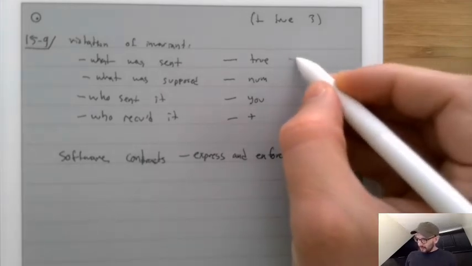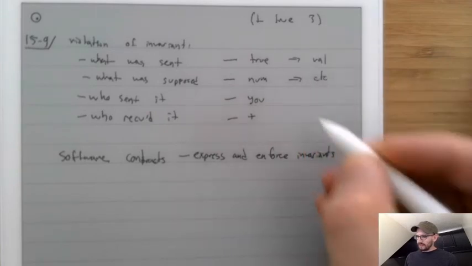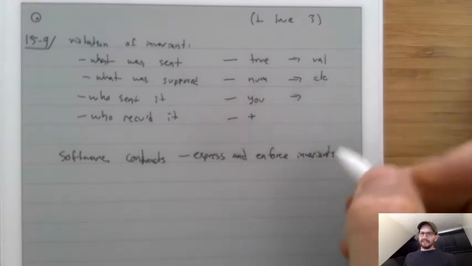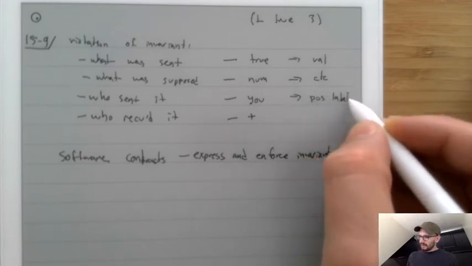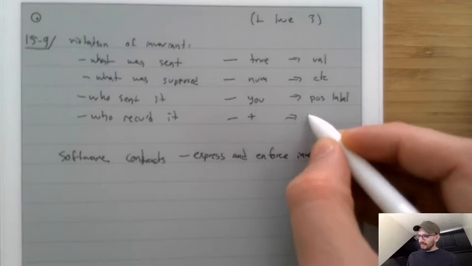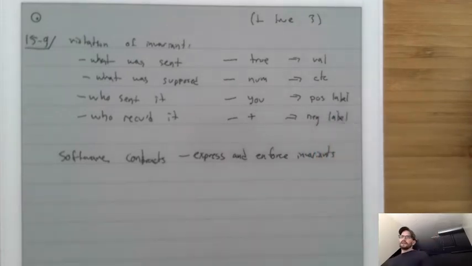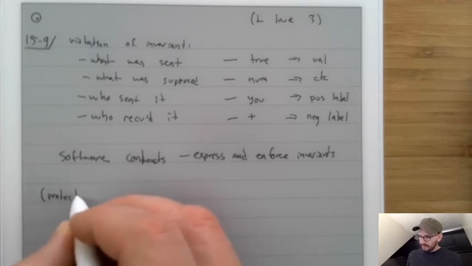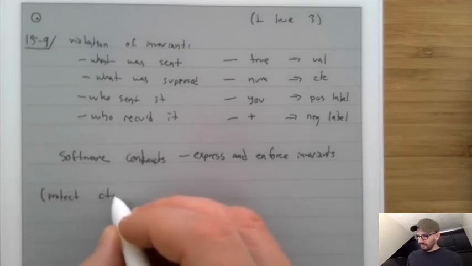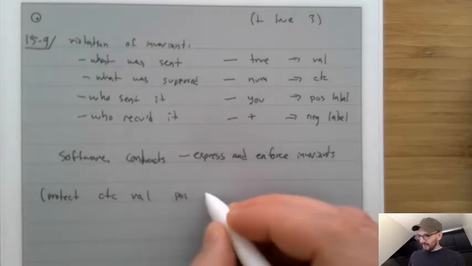We call this component right here the value. We call this component right here the contract, which we abbreviate as CTC. We call this component the positive label. And we call this one right here the negative label. All right? Now, contracts are enforced by a function called protect. So we write protect, and we write down the contract that we are enforcing, the value that we are protecting, the positive label, and then the negative label.